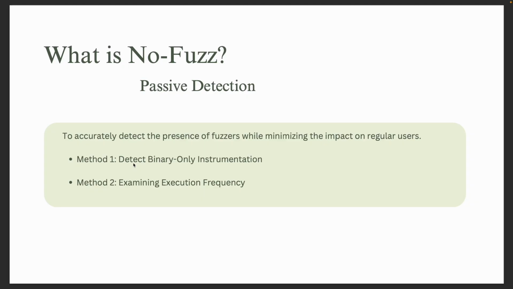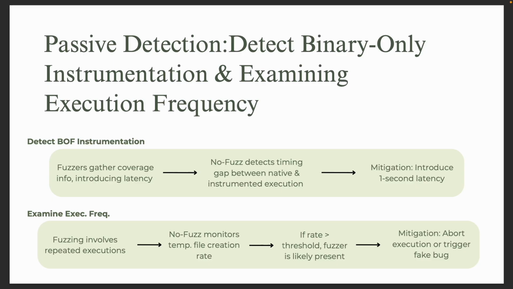Let's shift our focus to NoFuzz passive detection methods. The primary goal here is to accurately detect the presence of fuzzers, while crucially minimizing any negative impact on regular users of the protected software. NoFuzz employs two main passive detection techniques: detect binary-only instrumentation and examine execution frequency. Now let's take a closer look at the passive detection methods used in NoFuzz. These techniques aim to identify whether a program is being fuzzed without interrupting normal users.